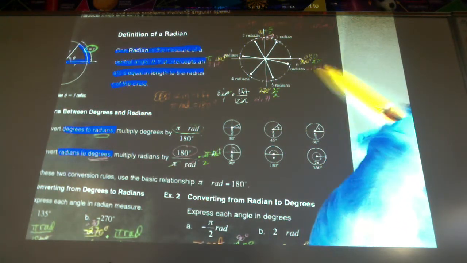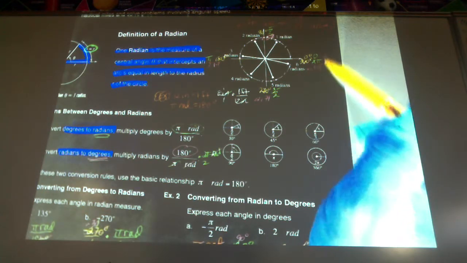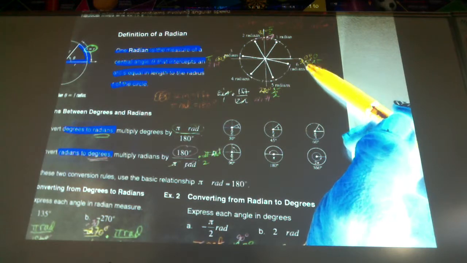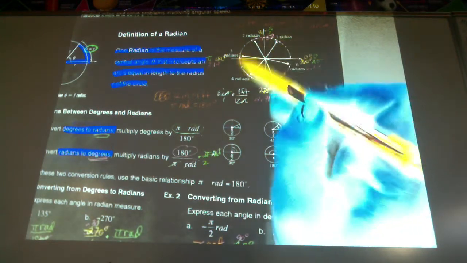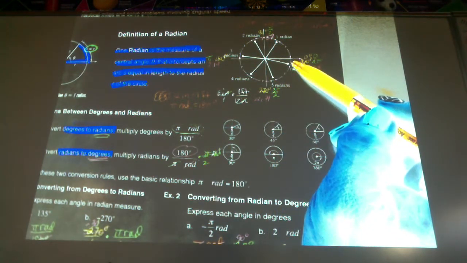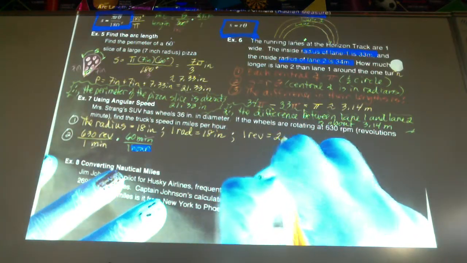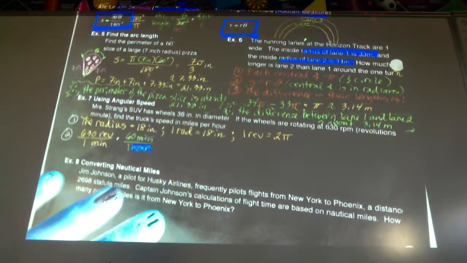Remember this part right here? That's the radian measure. I don't want to look at the decimal equivalency. I want to look at the exact radian measure, which is 2 pi. 1 full revolution around the circle is 2 pi in radians. So 1 revolution is equal to 2 pi. So that's another conversion that we're going to use here.